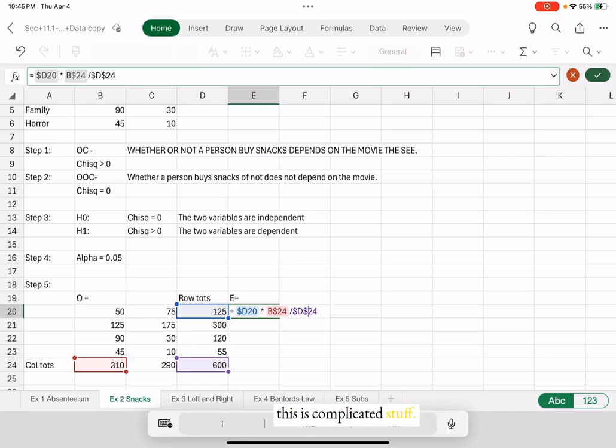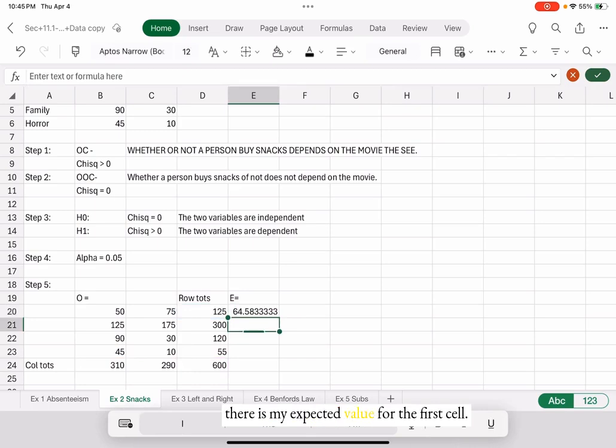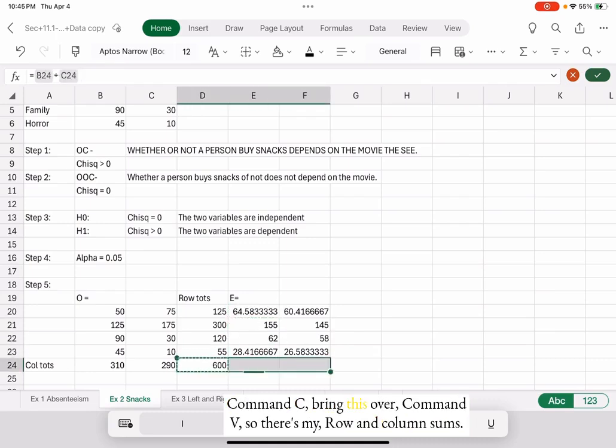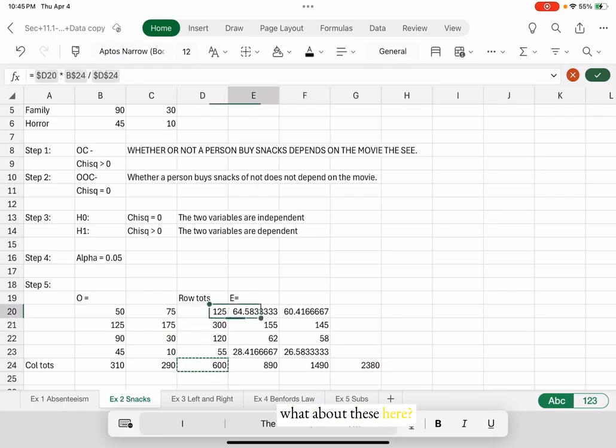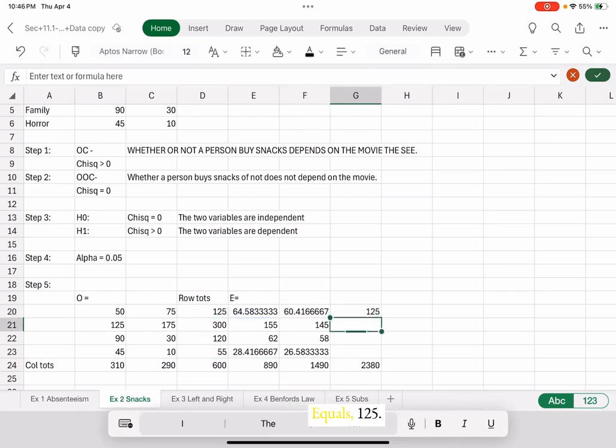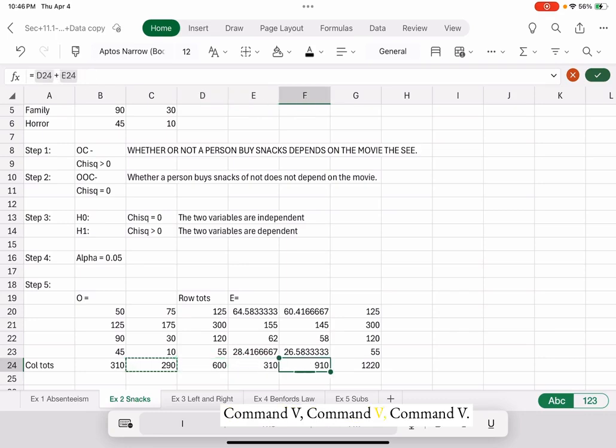This is complicated stuff. Equals. There is my expected value for the first cell. Great. Copy, select all, paste, and there are my expected frequencies. Copy, bring this over, paste, so there's my row and column sums. What about these here? Equals this plus this equals 125. Copy, paste. Wait a minute, well, that's wrong. Copy, paste again.